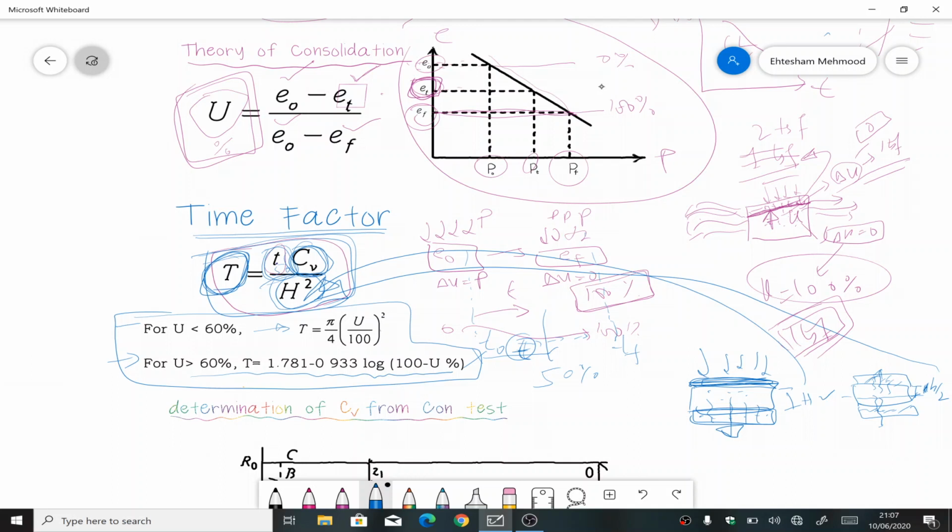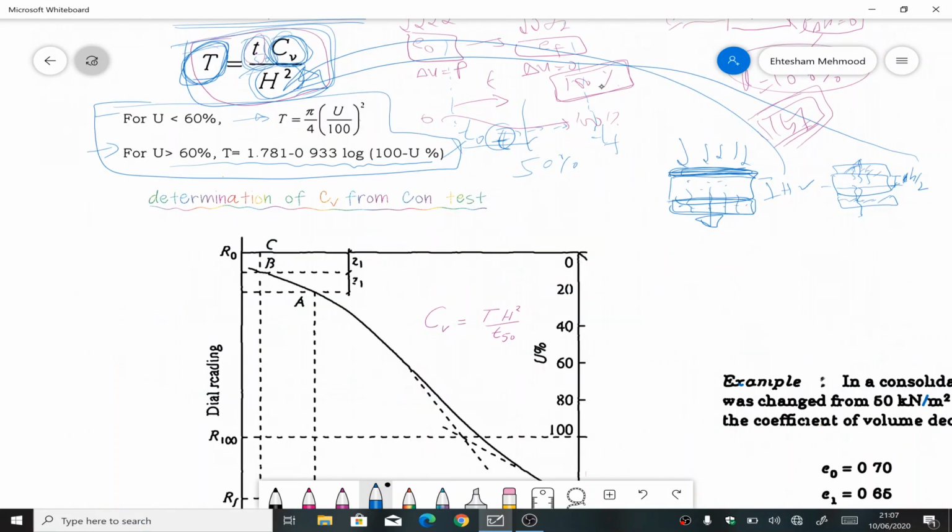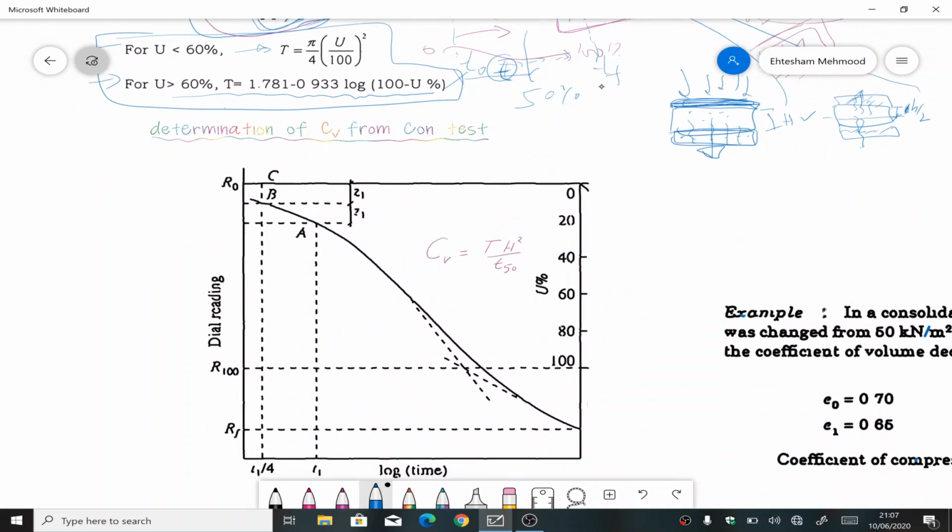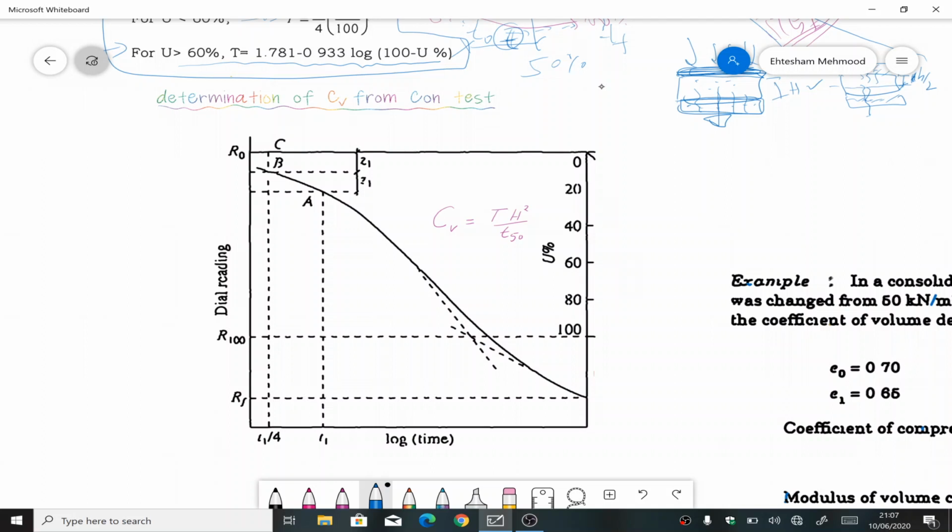Now lastly, how to find out Cv, the determination of Cv from the consolidation test. As I told you before, we will need to plot the graph between the deformation dial gauge reading versus time. Now there are two methods. The first method is called the log time method.